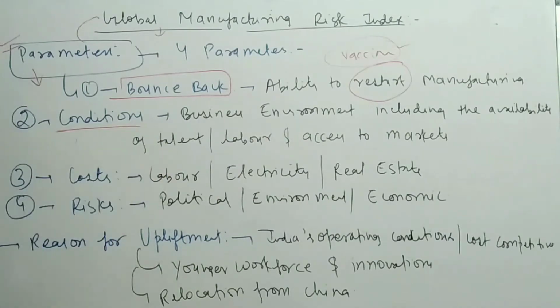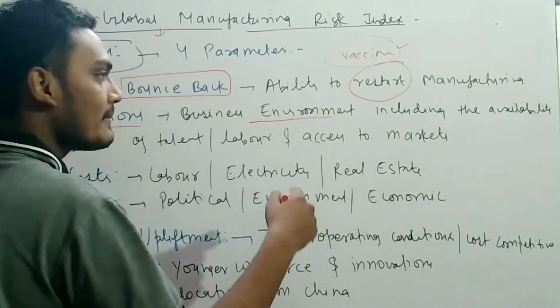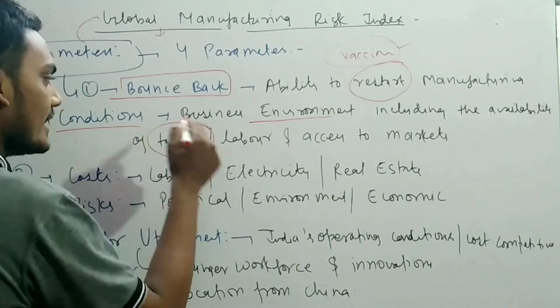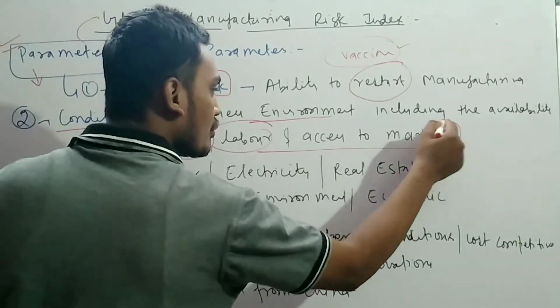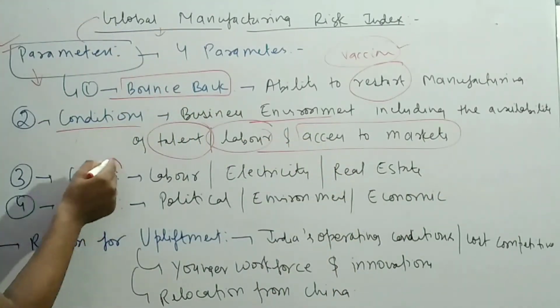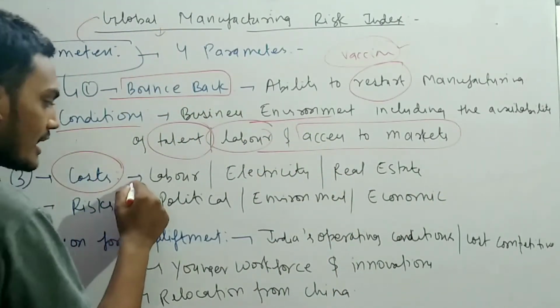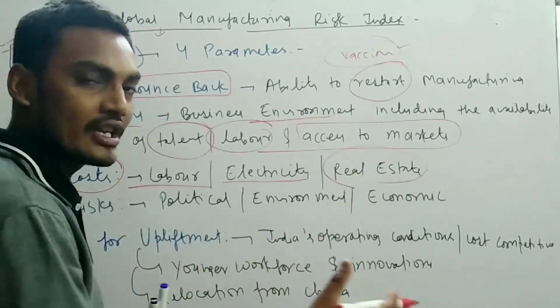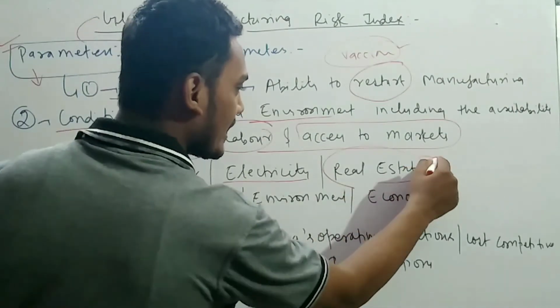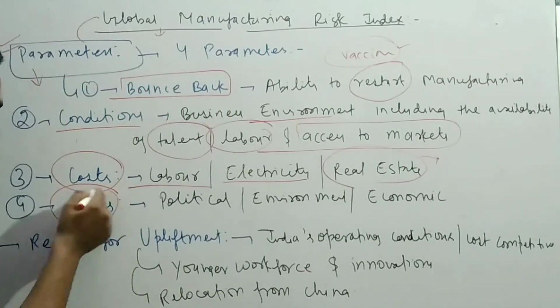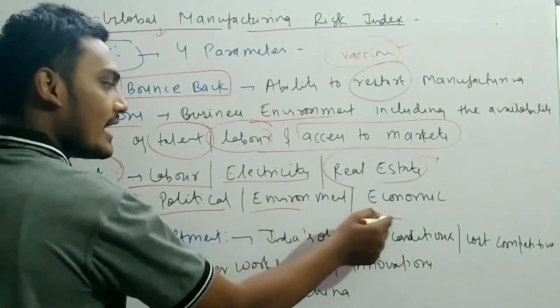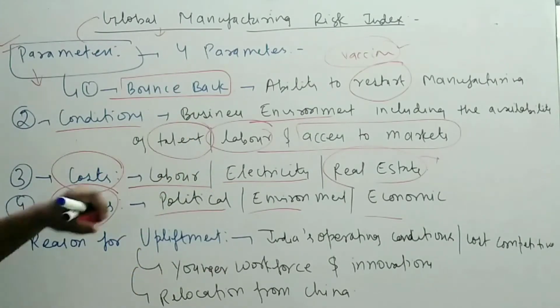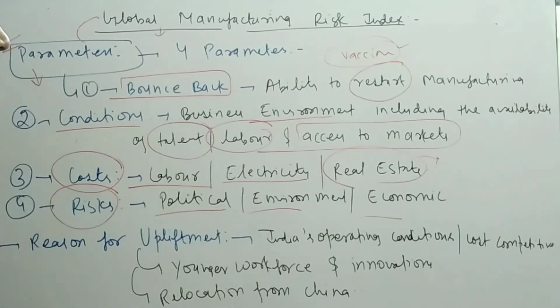Another is conditions, which means the business environment including the availability of talent, labor and access to market. Another is cost, meaning labor, electricity and real estate, that is, whatever house is taken on rent is known as real estate. Another is risk involved, the political and economic environment. So these are the four indicators used in the Global Manufacturing Risk Index.